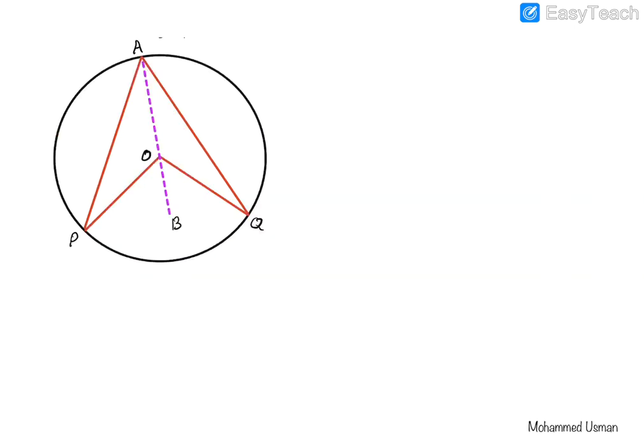So we have already shown that angle BOQ is equal to 2 times angle OAQ. That means this angle over here is 2 times the angle over here. Okay, and similarly we can also show that the angle on the other side here, which is this angle, is also 2 times of this angle.